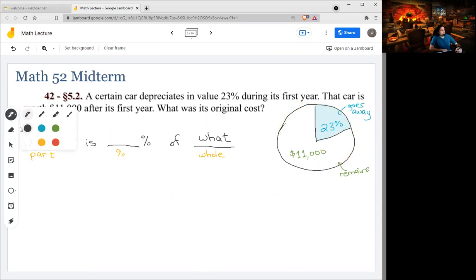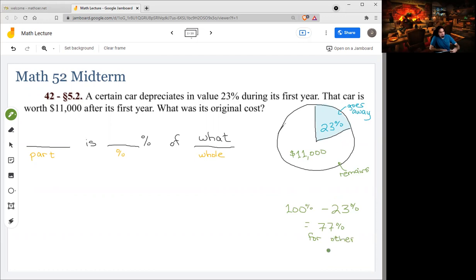So as sort of a prologue step, if I do 100% minus the 23%, then I'm going to get 77% for the other part. So this little work on the side that I do first is going to tell me that this is 77%. With me so far? Yep.